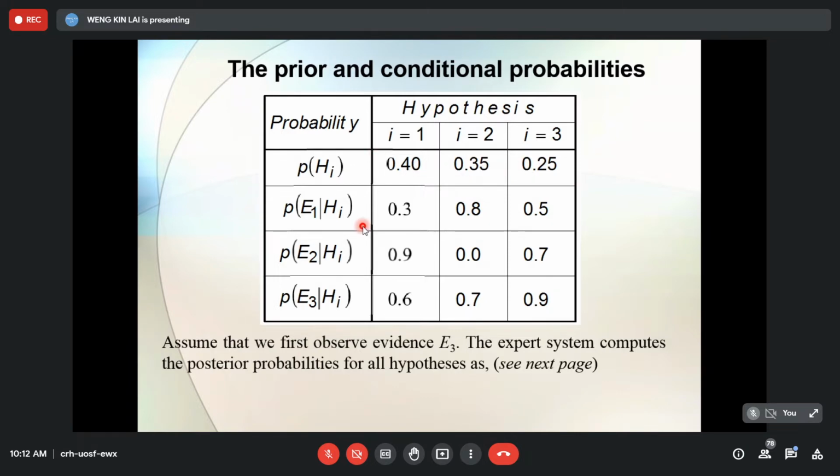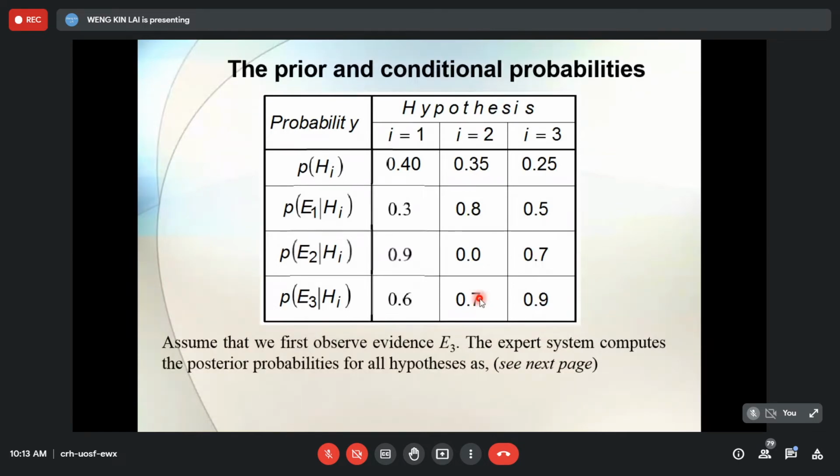Now, the next row, the second row, what do you see? Now this is conditional. All of these will be posterior. Remember that we introduced a new term called posterior, which is your conditional probability. So in this case, what is the probability of E1 being true given that H1 is true? It's given as 0.3. So the expert has to fill this up. Now continue and look at E1. What are the chances of E1 being true given that H2 is true? And then finally, E1 given that H3 is true, which is 0.5. So all of this is going to be filled up.